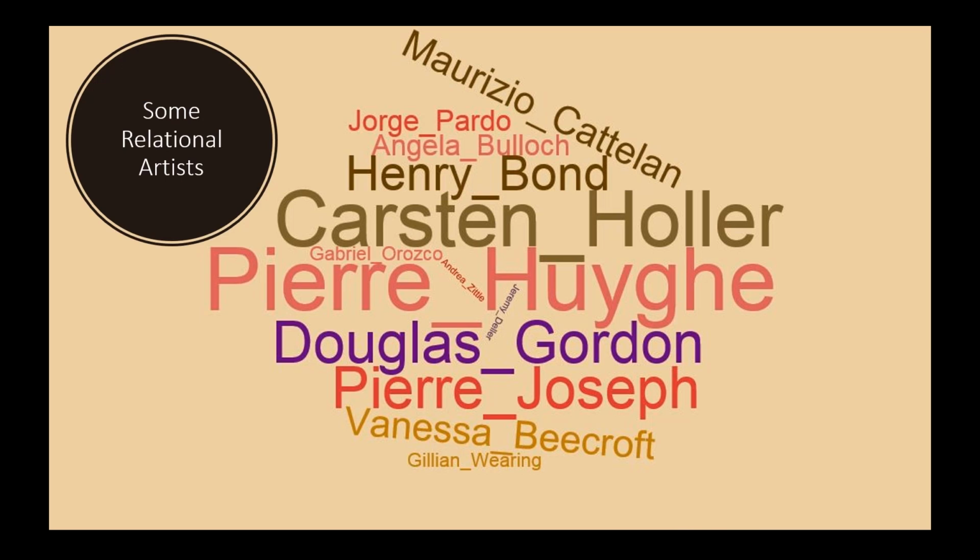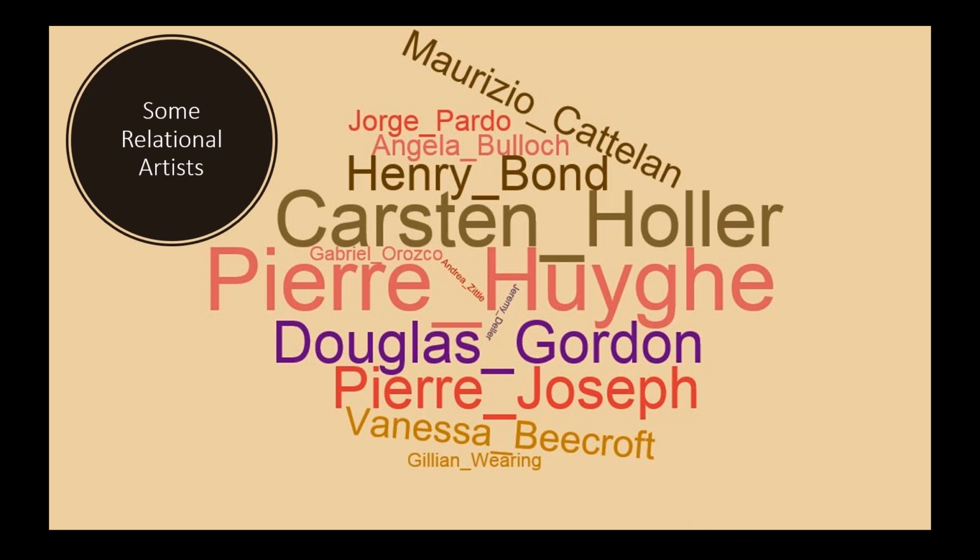So you can see, for example, Pierre Huyghe is on most pages in the book. And Carsten Höller is mentioned quite a lot. So is Douglas Gordon. If you don't know those artists, make a note of them. They're really very well known. Then there are some that are less well known, like Pierre Joseph. I don't know who he is at all. And Henry Bond, I do, but he died quite young and people maybe don't talk about him so much.